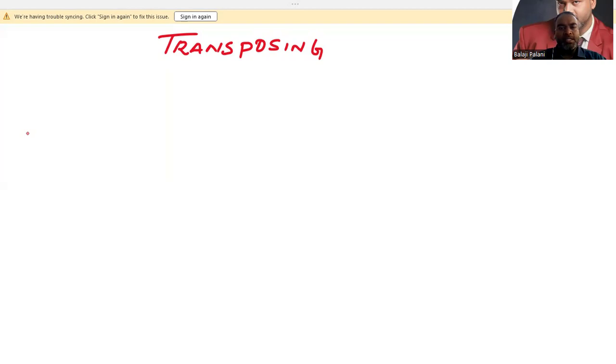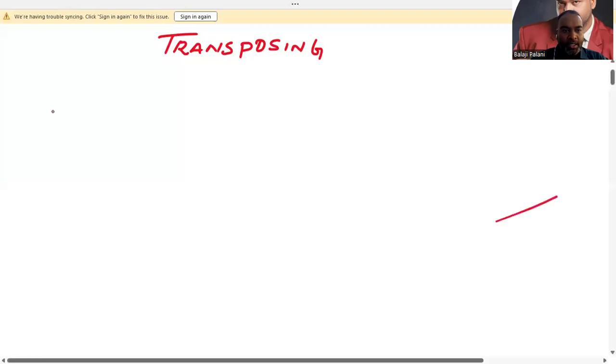And of late, students are finding it really very difficult to do the transposing and get the values in the right manner. So for that, I'm making this video exclusively. So let's quickly run through what transposing is all about.